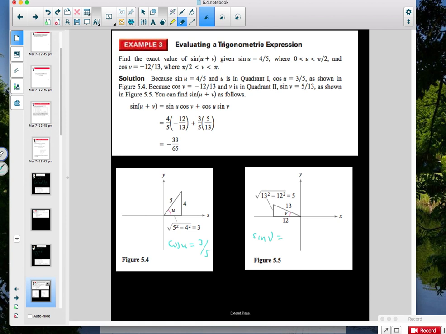5 over 13, that's it. So 5 over 13. We already know what sine u is, because it was given to us: 4/5. And we already knew that cosine v is negative 12 over 13. So if you have these four quantities, you can do everything. If you have sine and cosine of u and sine and cosine of v, then you just use the formula: sine of u plus v is sine u cosine v plus cosine u sine v. You substitute, then you do the arithmetic.